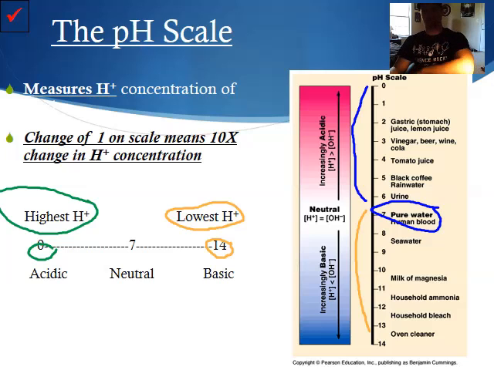So, like I said before, let's go back to the example with pure water, and let's go with urine. So urine has 10 times the amount of acidity of pure water. Black coffee or rainwater, we multiply that by 10 again. So that would be 100 times the hydrogen concentration. Tomato juice, 1,000. And so on and so forth. So every time we go up, we're multiplying it by 10. Every time we go down, we are dividing it by 10.